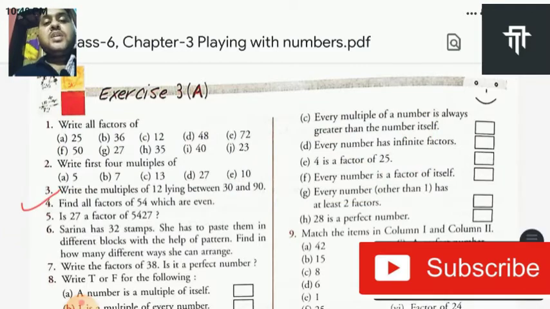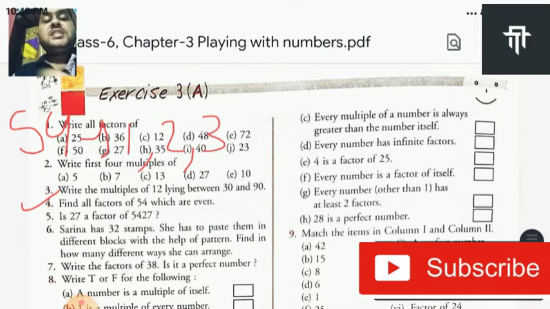Question number 4 is find all the factors of 54 but only the even factors. You need to find out the even factors. So first of all, find all the factors of 54 and then pick all the even factors. So first is 1, then 2, then it is 3, yes 3, then it is not divisible by 4, then not 5, then it is 6, yes it is divisible by 6, then it is 9.